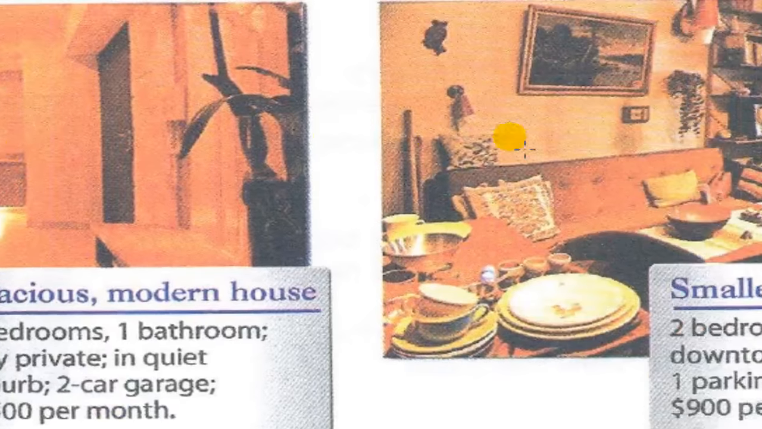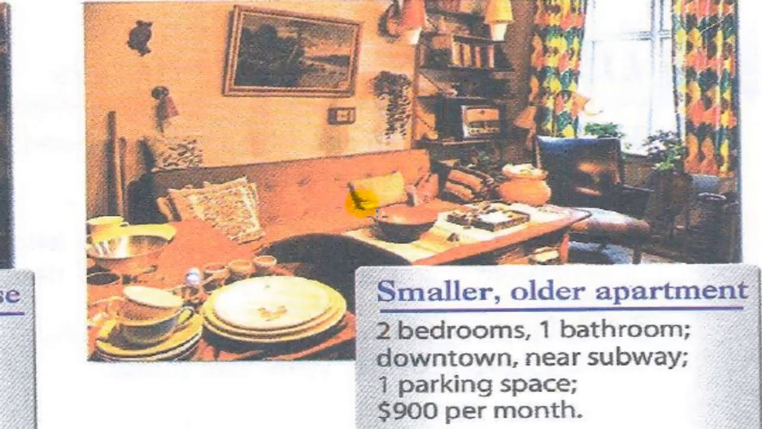This is number 1. Number 2, look at the picture. This is like a living room: bookcase, table, sofa, chairs, curtains. So, a smaller, older apartment. This is an apartment, a flat. 2 bedrooms, 1 bathroom. Downtown city center, near the subway, the underground. 1 parking space. $900 per month. Every month you pay $900.